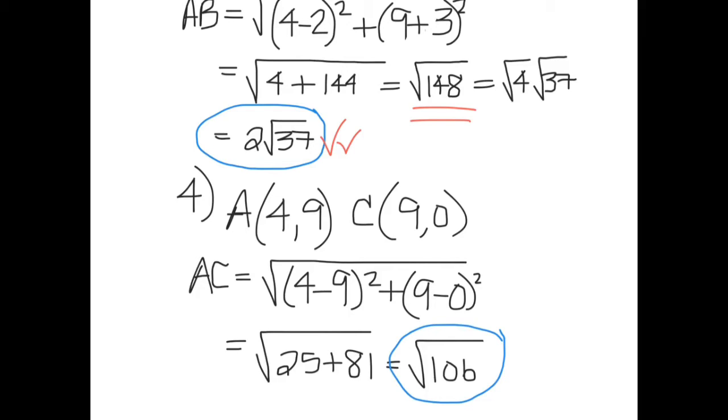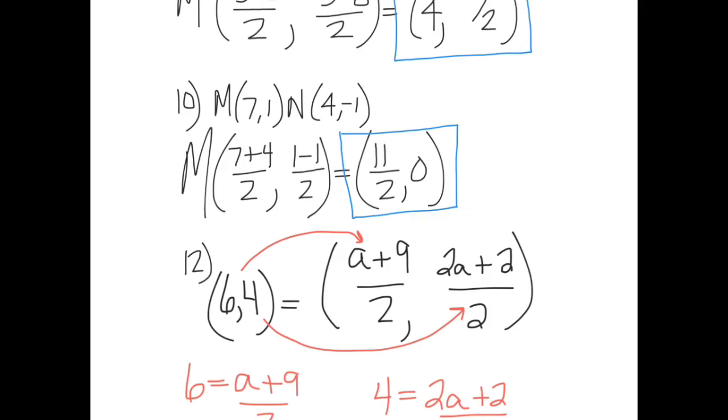Number 4, the distance from A to C is the square root of 106. The square root of 106 does not contain any perfect squares, so that is as simplified as you can get that one. Number 9, you were finding the midpoint. The midpoint of JK, using the midpoint formula, is the ordered pair 4 and negative 11 over 2. Or if you like decimals, you could have written that as 4 and negative 5.5.